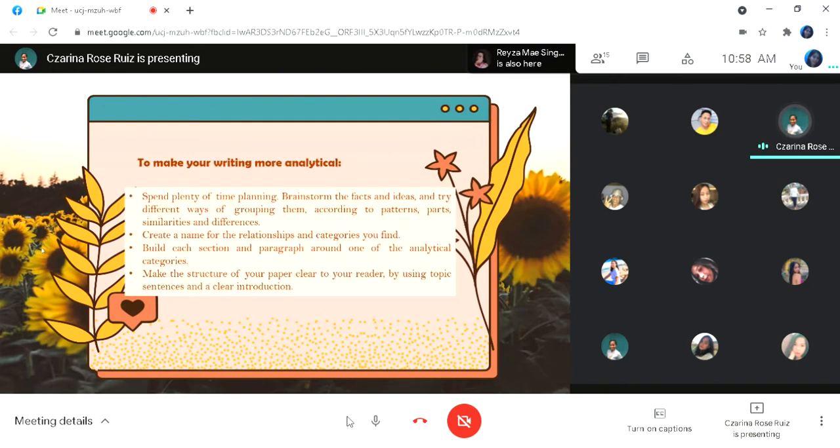To make your writing more analytical, we need to spend plenty of time planning, brainstorm the facts and ideas, and try different ways of grouping them according to patterns, parts, similarities, and differences. Create a name for relationships and categories you find. Build each section and paragraph around one of the analytical categories and make the structure of your paper clear to your reader by using topic sentences and a clear introduction.